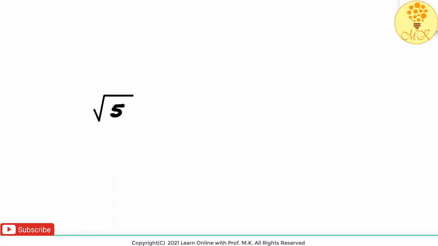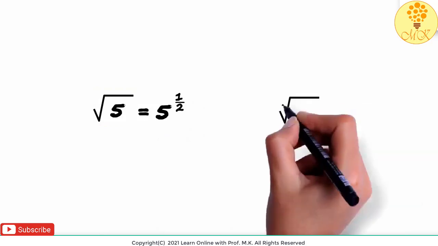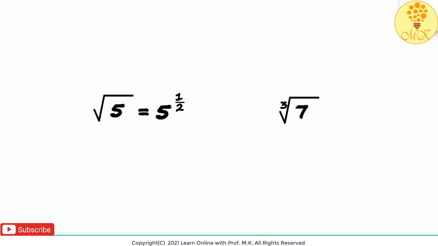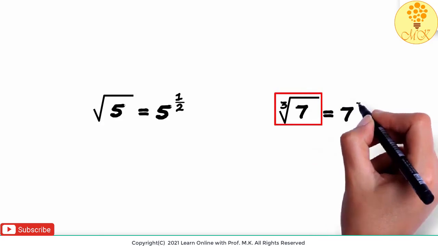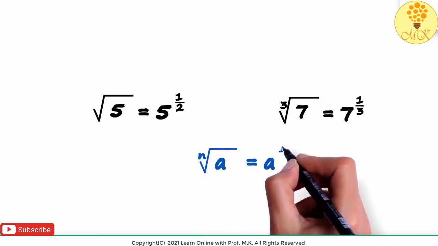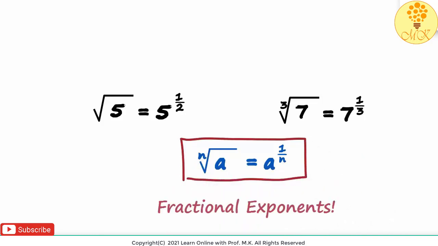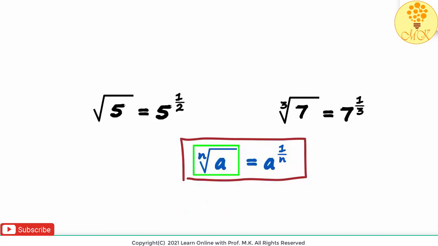Way in which we can write square roots. This can be written as 5 raised to 1 by 2. How can we write the cube root of 7? It can be written as 7 raised to 1 by 3. If we have something like the nth root of a, it can be written as a raised to 1 by n. This is a very important concept you need to understand in order to solve fractional exponents problems. The nth root of a is equal to a raised to 1 by n.